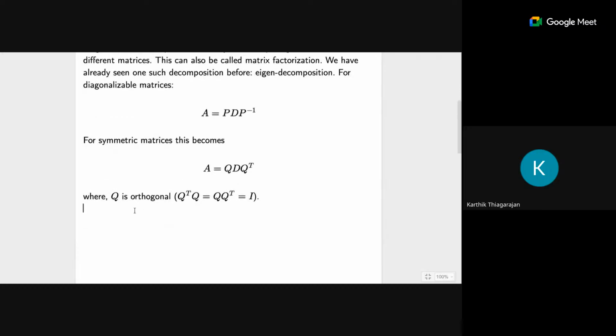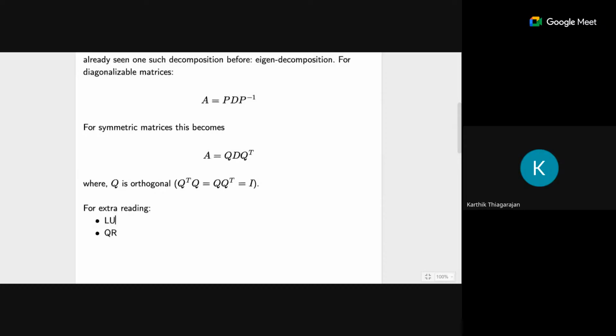There are actually several of these. There is something called LU, for extra reading. There is something called QR. QR is something that happens when you do the Gram-Schmidt process. LU is something that happens when you do row reduction.